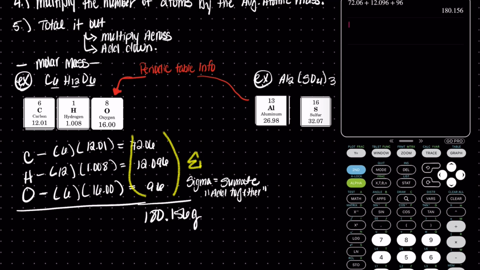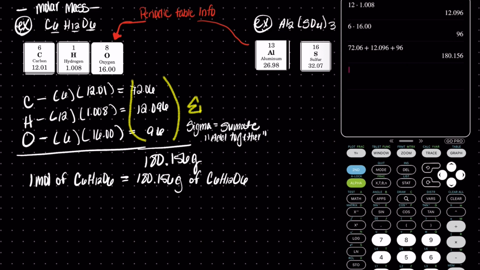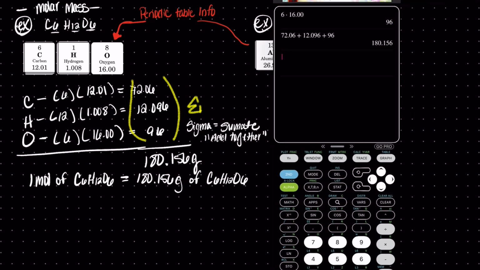Ta-da, molar mass calculations. So what you've just told me is that in 1 mole of glucose, C6H12O6, I have 180.156 grams of glucose. These are now equivalent factors. Ta-da! Do the same thing. Same thing over here.